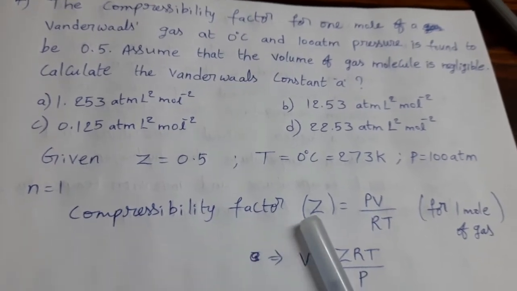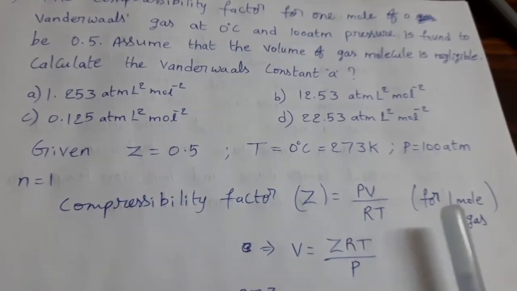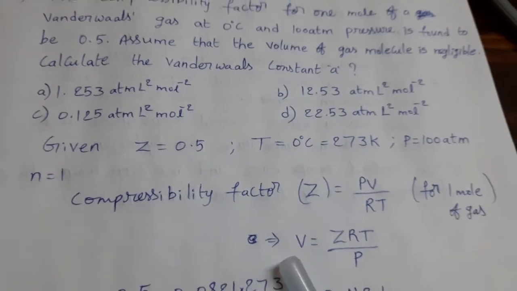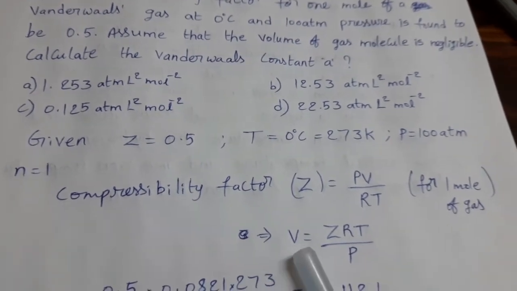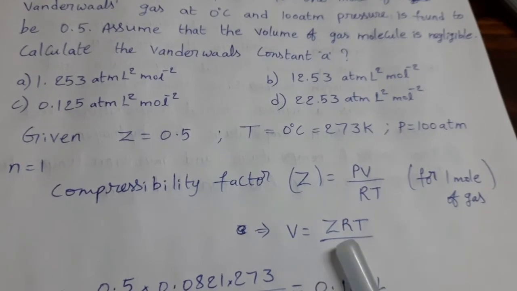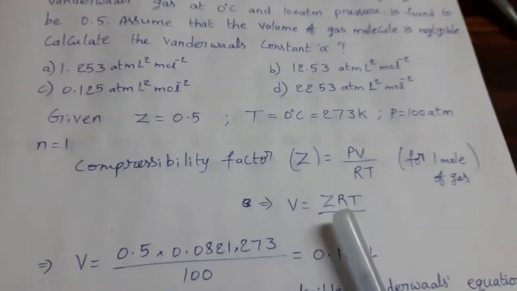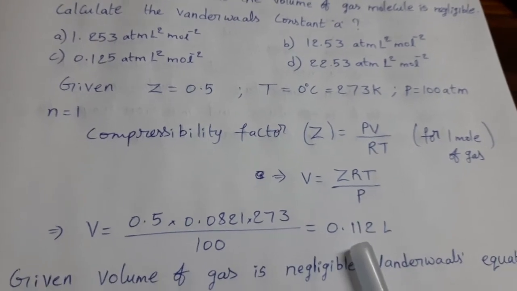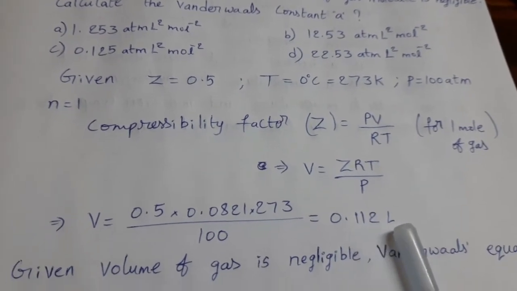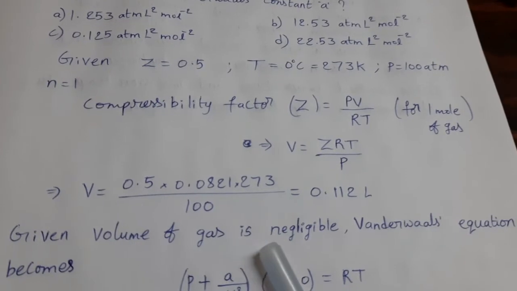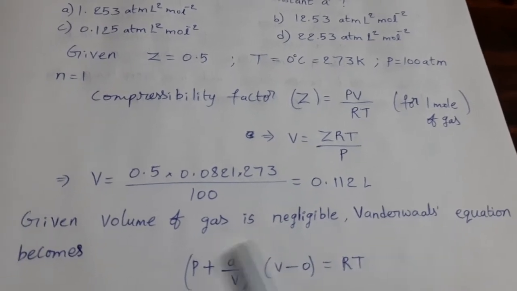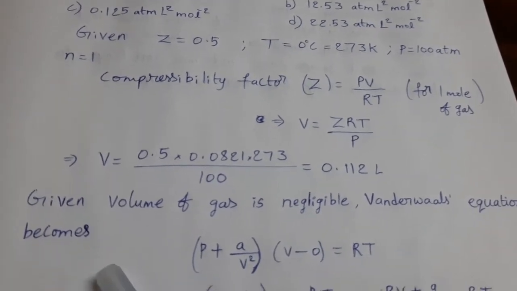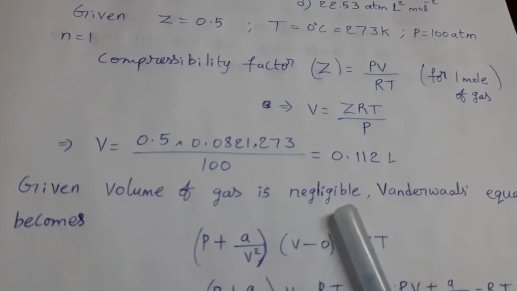Then compressibility factor Z equal to PV by RT for 1 mole of gas. From this volume we have to calculate first V equal to ZRT by P. So substitute Z value, R, T and P. We can get volume 0.112 liters.